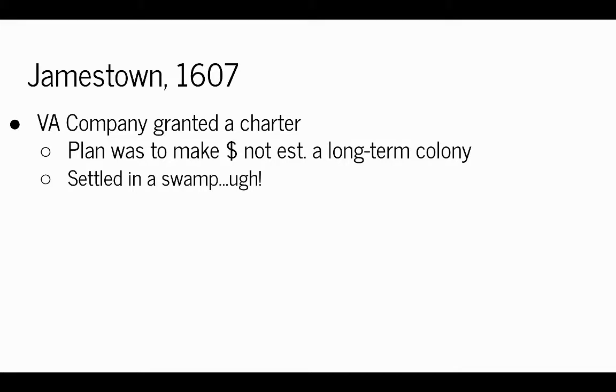The plan for Jamestown was actually to make money and not establish a long-term colony, which we see on May 24th, 1607, when 100 men, some women, arrived in Jamestown, and they were there to dig for gold and other spices. They were not there to really establish themselves as a colony. Now, they did end up settling in a swamp, so it did prove to be tricky as far as establishing homes, building them, but then even fending off disease, right?